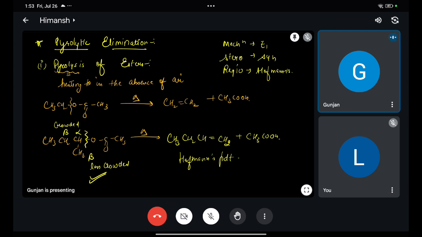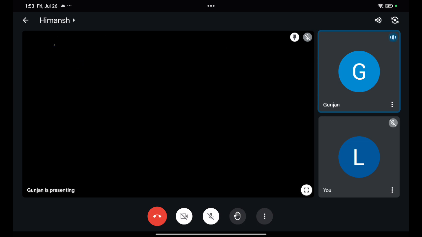Alright, Himansh. Yes, ma'am. If you want me to show how it is happening, have a look. CH3, CH2, CH having CH3. CH3 I can write it like this. O, C, O, CH3. So now this oxygen makes a bond over here. This will make a bond with hydrogen. Hydrogen breaks the bond and creates one over here.